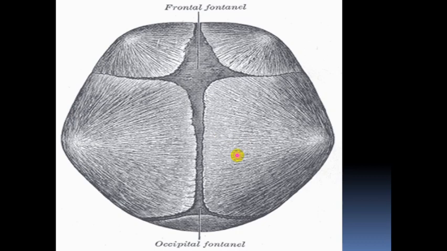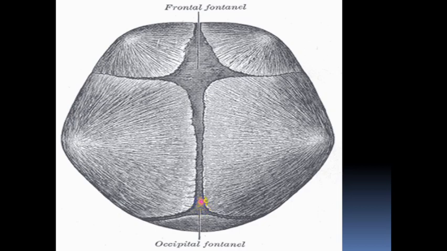In addition, the points of junction of these sutures are known as fontanelles. We have two fontanelles: the anterior fontanelle, which is also known as the bregma, which is usually triangular in shape, and the posterior fontanelle.